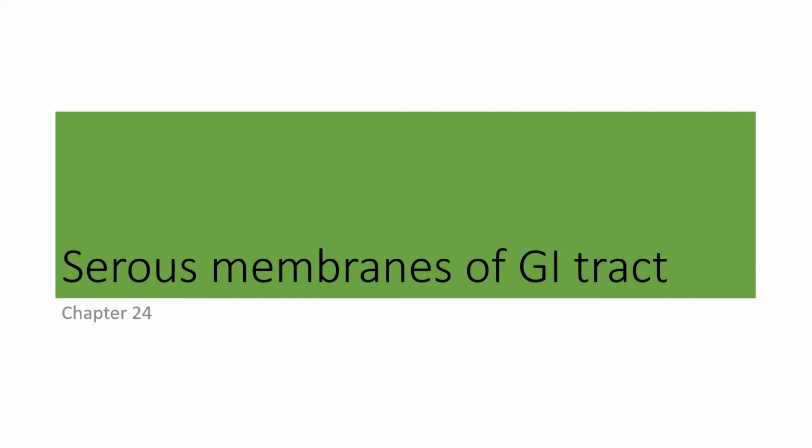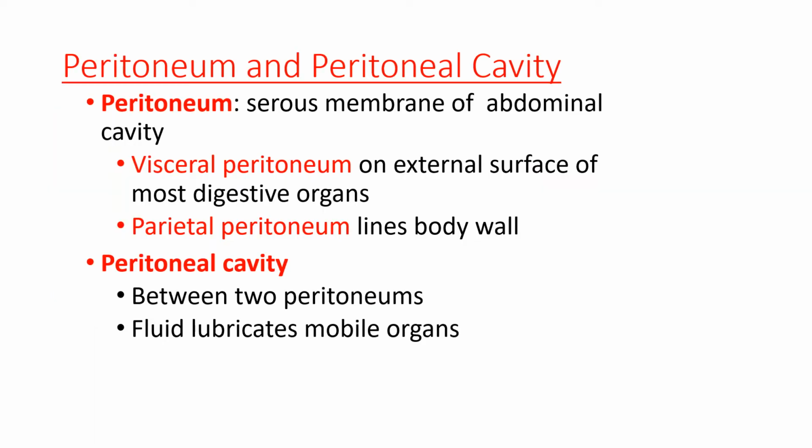The serous membrane that lines the surface of the abdominopelvic cavity and covers most organs within it is the peritoneum. As all serous membranes, the peritoneum is a double-layer membrane. The visceral peritoneum extends over the surface of most digestive organs. The parietal peritoneum lines the walls of the abdominopelvic cavity.